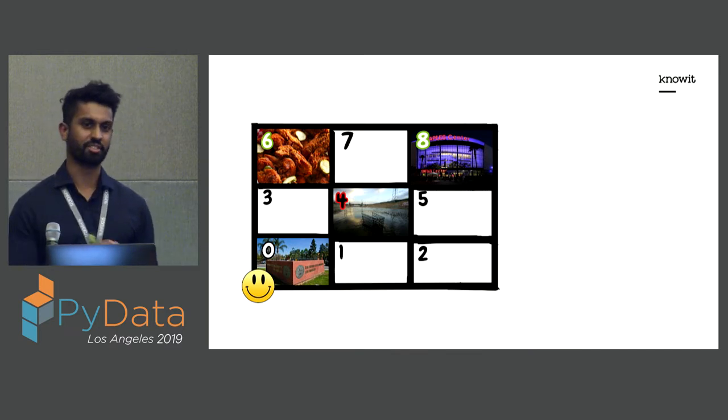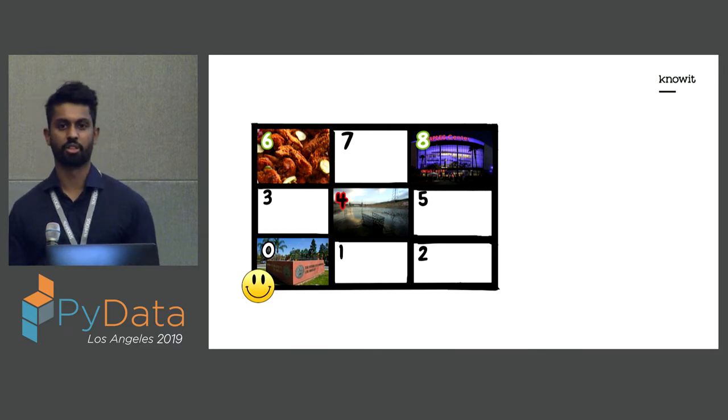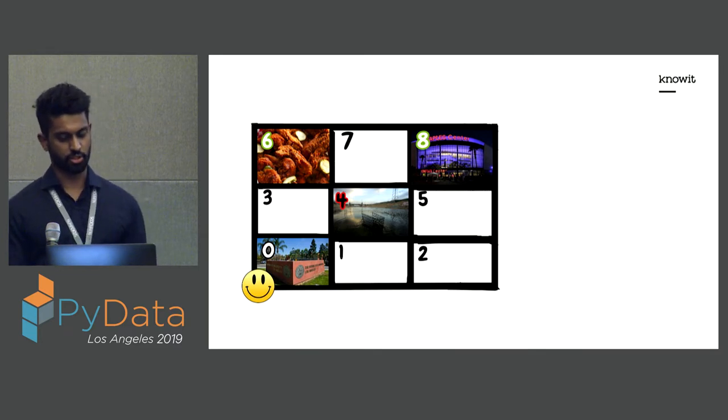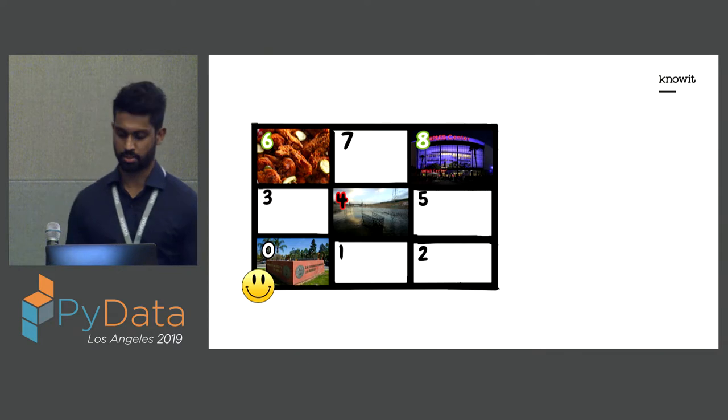You're looking forward to getting there and having a cold beer or something. Now let's assume that you've never been to Los Angeles before, so you don't have a map either. So you're going to roam around these squares until you find the place.